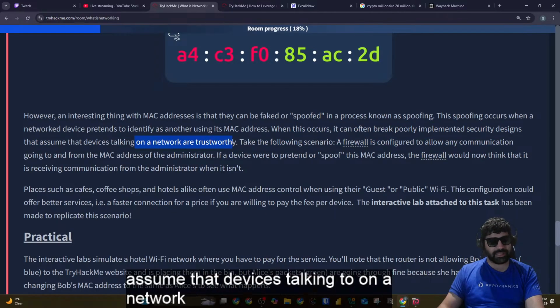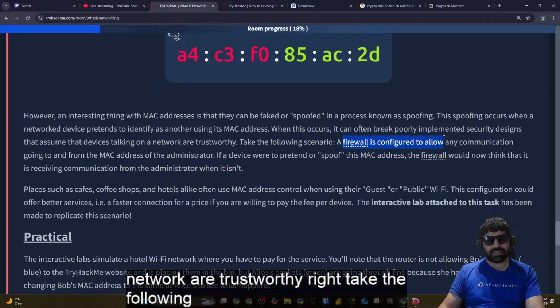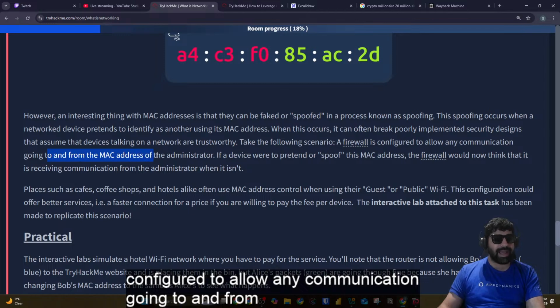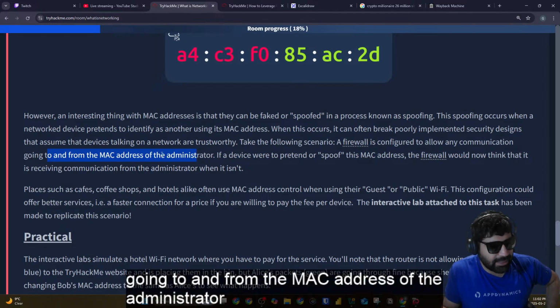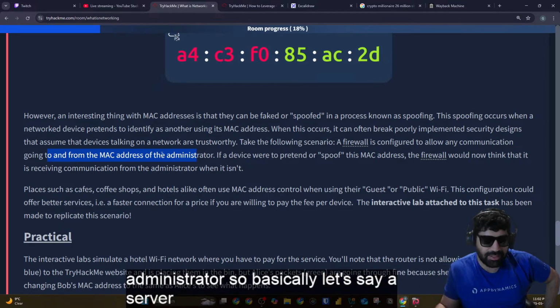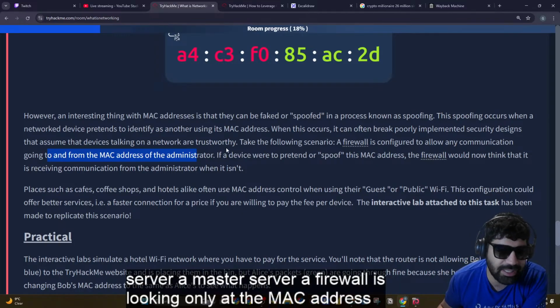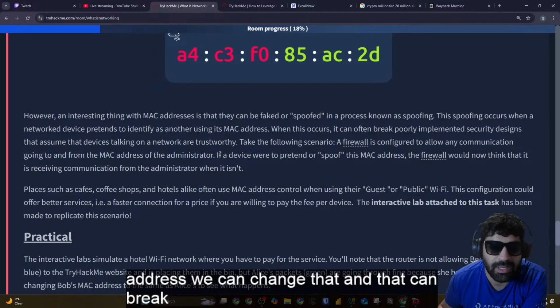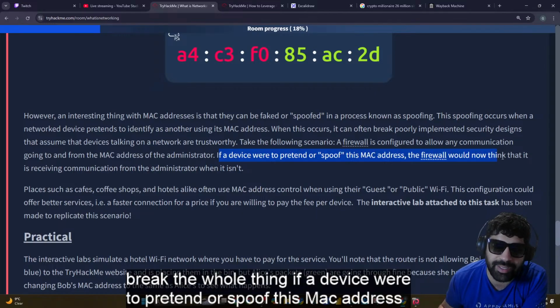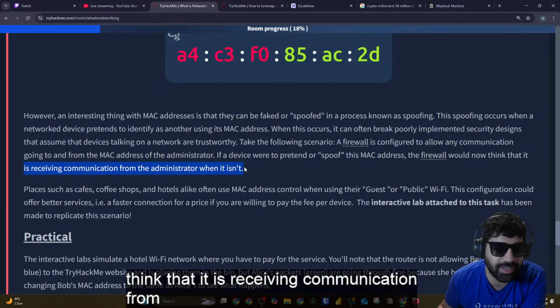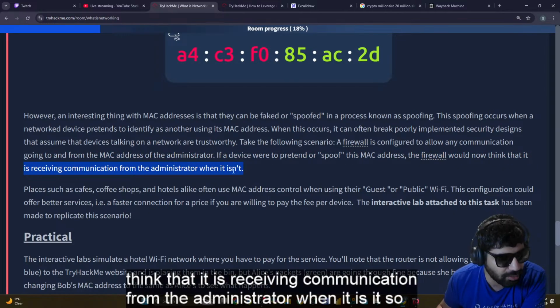Take the following scenario. A firewall is configured to allow any communication going to and from the MAC address of the administrator. So basically, let's say a master server's firewall is looking only at the MAC address. We can change that, and that can break the whole thing. If a device were to spoof this MAC address, the firewall will now think it is receiving communication from the administrator when it isn't. So from outside, I can do that.